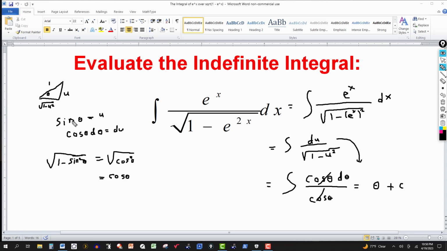And then we come back over here to this formula. We have sine theta is equal to u. So taking the sine inverse of both sides here, this would tell me that theta should equal sine inverse of u. But u is e to the x. So this can be replaced by sine inverse of e to the x plus a constant of integration.